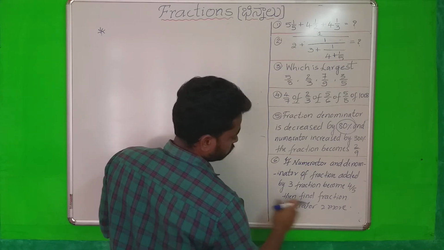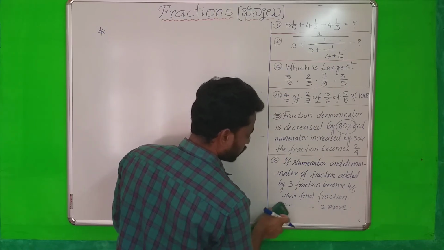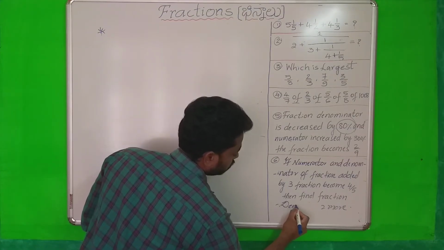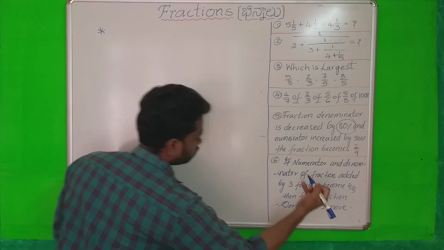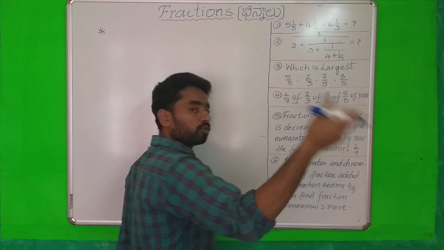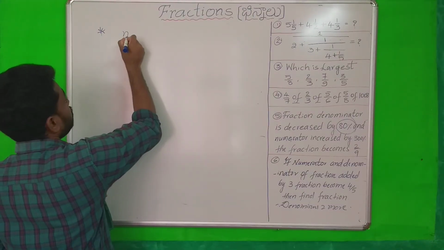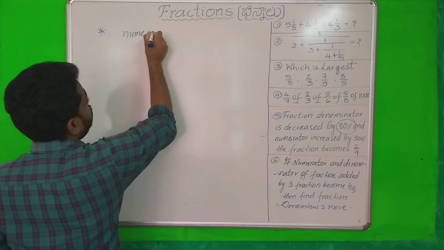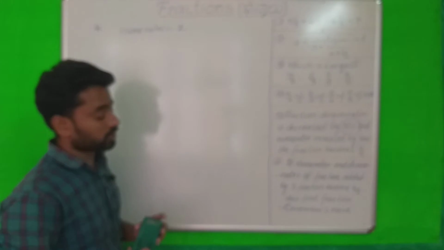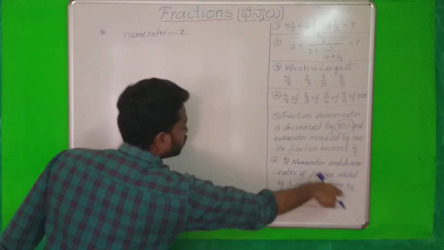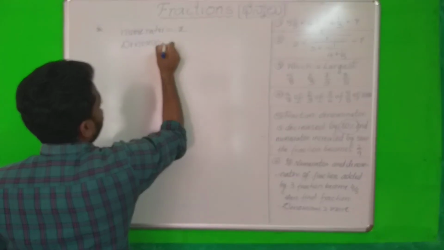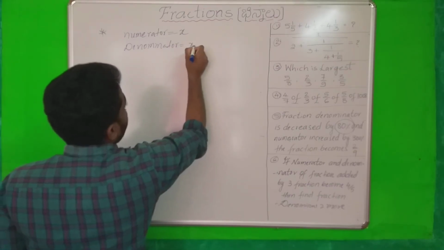Sorry, the denominator is 2 more than the numerator. So this is the problem. Here the denominator is 2 more than the numerator, so we have to take the numerator as a variable, because the denominator is related to the numerator. So I am assuming the numerator as x. Then the denominator, which is 2 more than the numerator, is x plus 2.